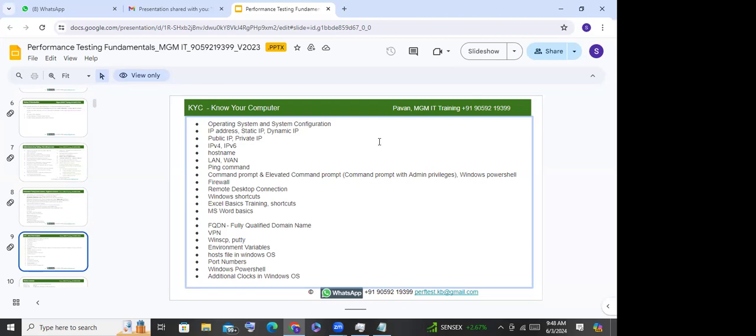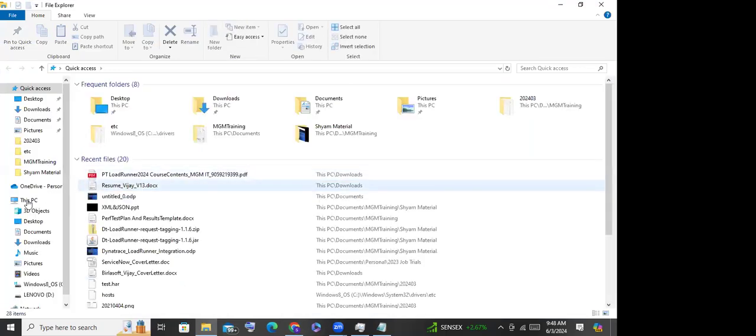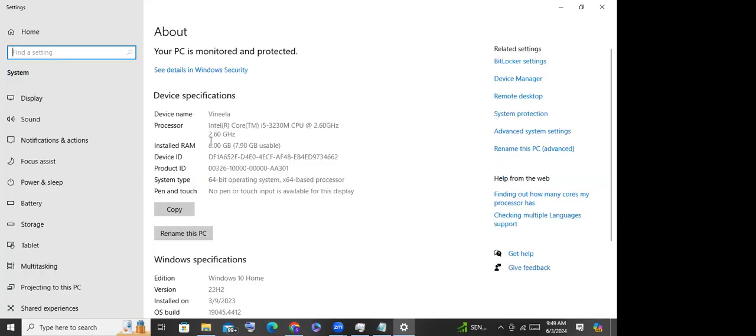So we need to understand what is the system configuration of any of your machines. How do you know the system configuration of your machines, guys? Right click on This PC and go to Properties. Very good, that's a good answer. You can right click on This PC, go into Properties, and you would be able to see the system configuration.